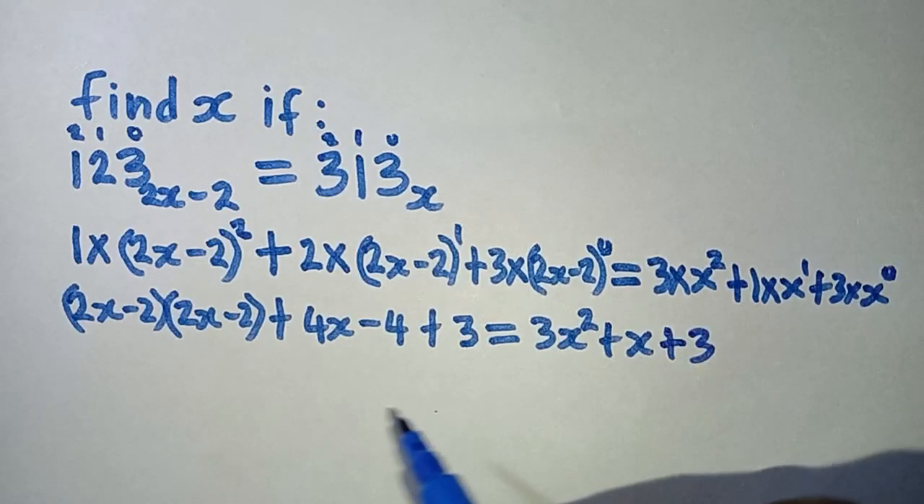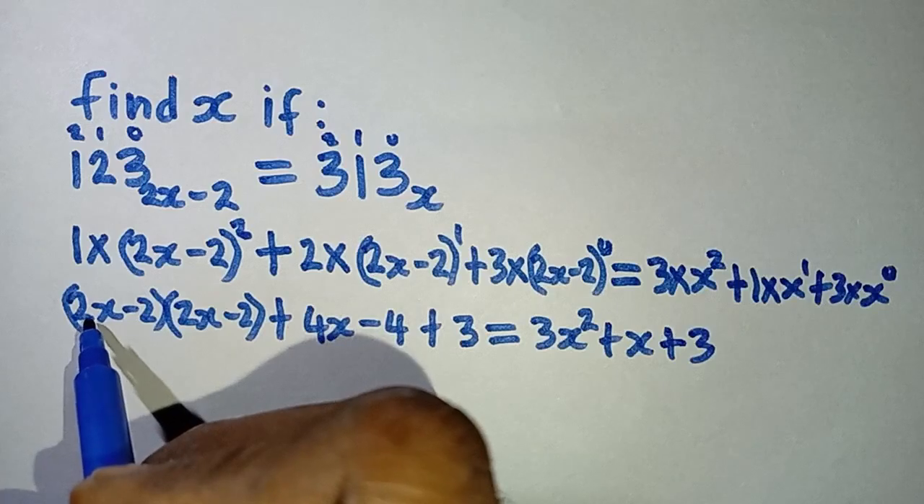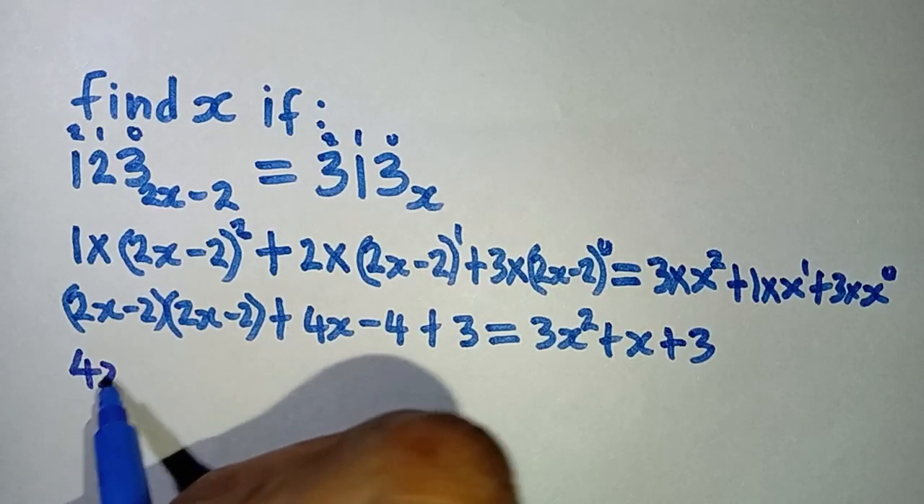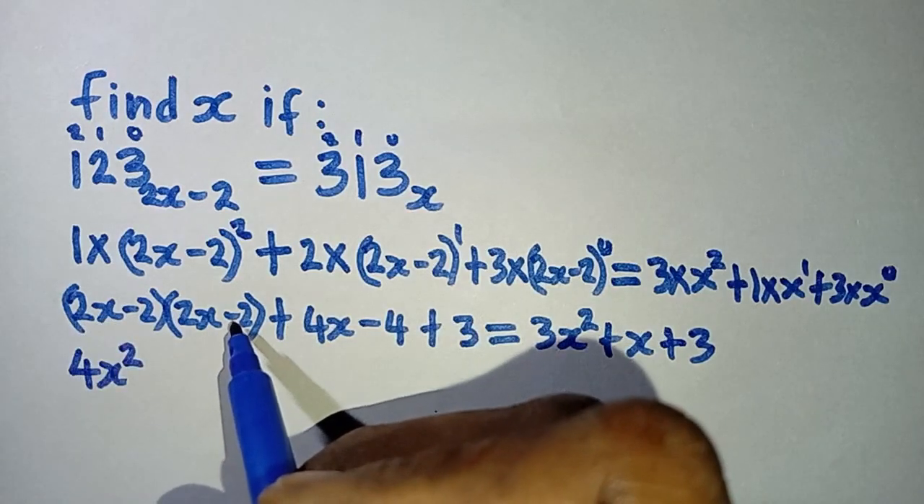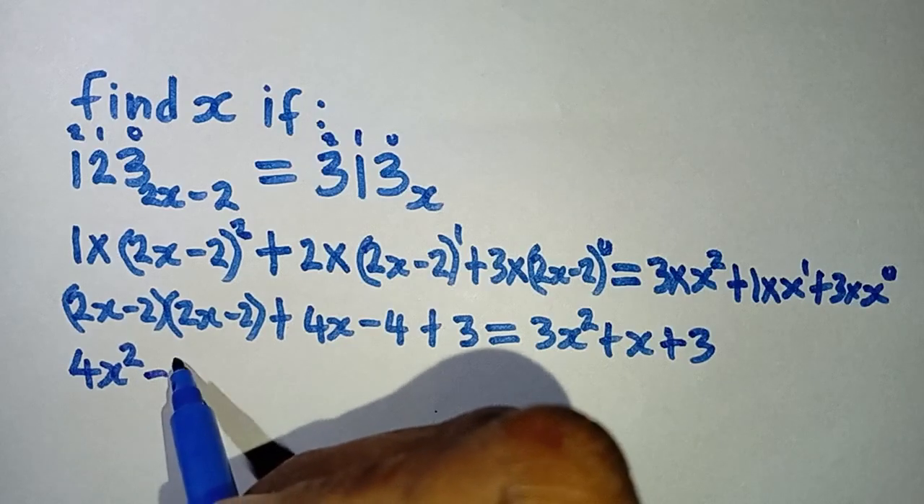So we are now moving on. Let's come back to the left hand side again. For us to expand this, it's going to be 2x multiplied by 2x, and that will give us 4x squared. Then 2x multiplied by negative 2 will give us negative 4x.